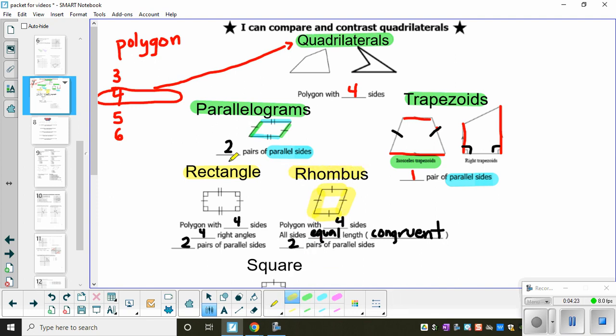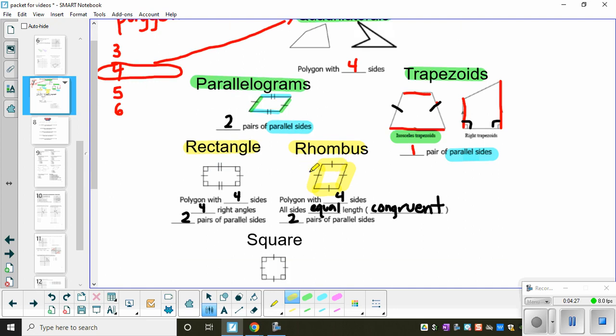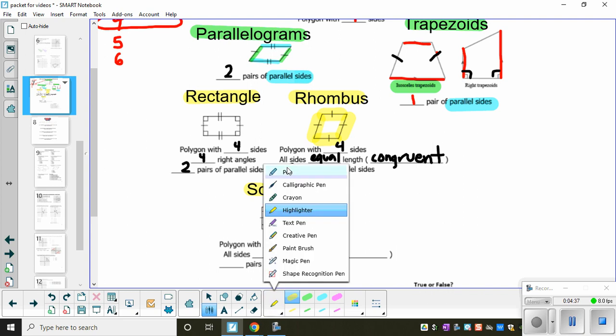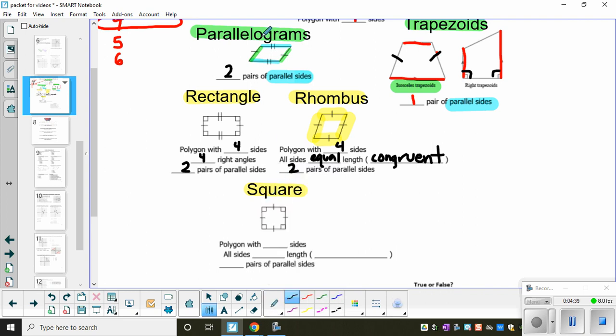All right, so we've got the rectangle and we've got the rhombus. And now the idea is we could take these two things and combine them and say, I want to keep all my sides the same. And now I want it to have right angles. And that means I've made something called a square. Okay, so a square is a parallelogram. It is also a rectangle. A square is a type of parallelogram. It's also a type of rhombus.